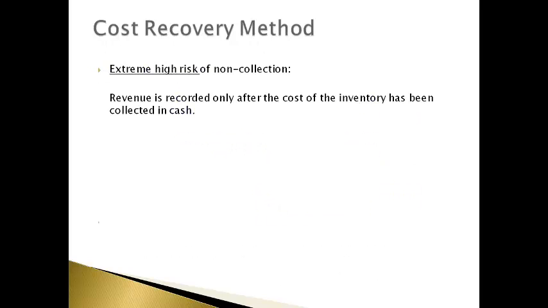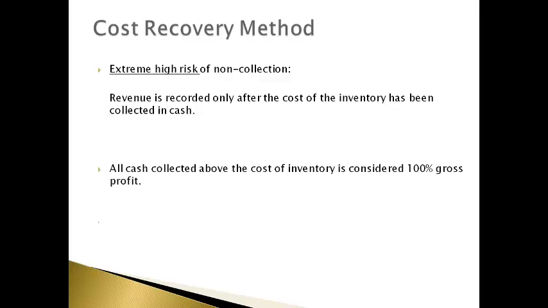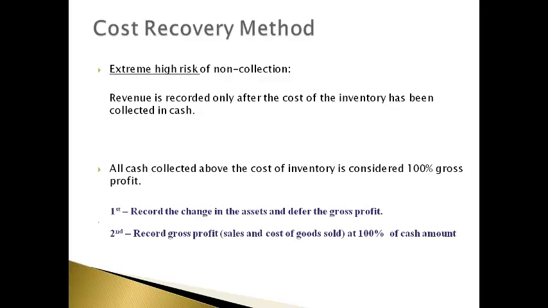The cost recovery method is used when there is a very high risk that cash will not be collected. No gross profit or revenue is reported until the cash collected is greater than the cost of inventory. All cash collected above the cost of the inventory is considered to be 100% gross profit. The change in assets is recorded at the time of the sale, and gross profit is deferred until the cost of the inventory has been received from the customer.